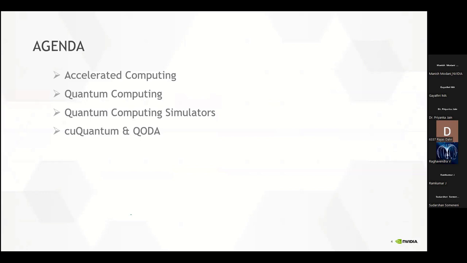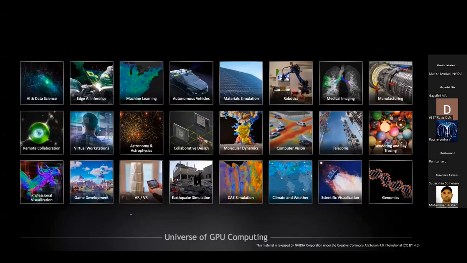So cuQuantum accelerates your algorithms and simulators, with state vector simulation and tensor network. And CUDA-Q is a framework which allows hybrid programming from classical computer to quantum computer, how the programming can be done. CUDA-Q is a platform for this. So let's start with what is accelerated computing.